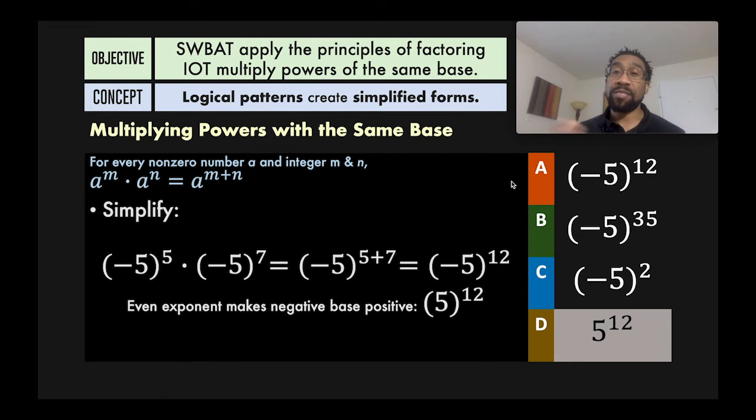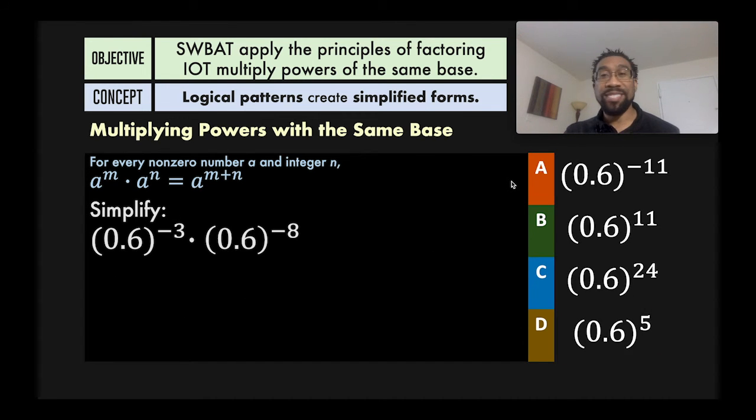But if for some reason you take a standardized test, I don't know why they would leave it as negative 5 to the 12th, but if you have an even exponent, it takes the base and makes it positive in the long run when you simplify it. Next, now we have a decimal as our base. Let's see how this still works.